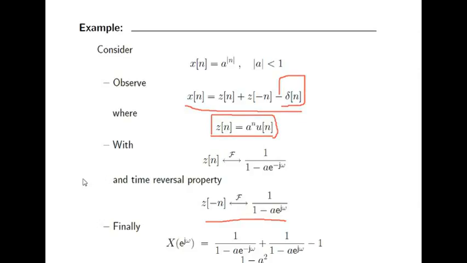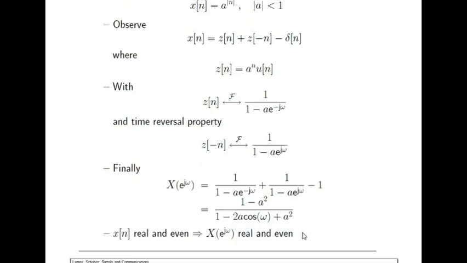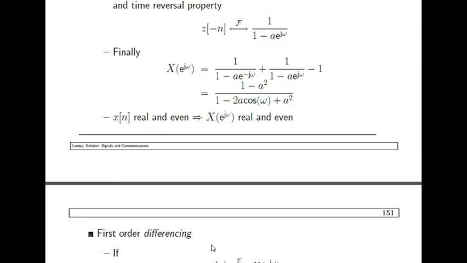So finally, the Fourier transform of x of n, X of e to the power j omega, is equal to 1 upon 1 minus a e to the power minus j omega plus 1 upon 1 minus a e to the power j omega minus 1. By simplifying this equation, you can get this expression. So if x of n is real and even, then X of e to the power j omega is also real and even. So this was all from my side in this tutorial.